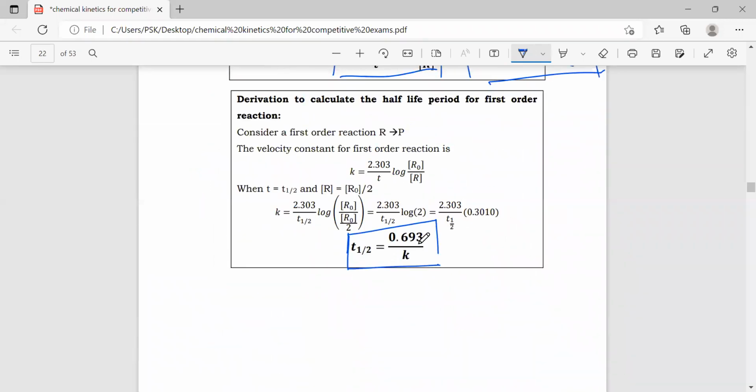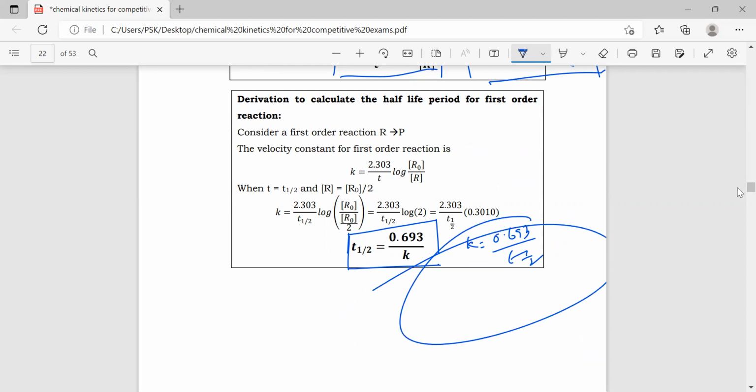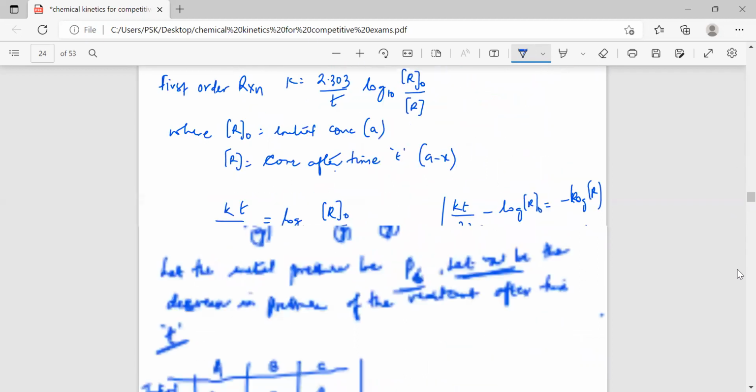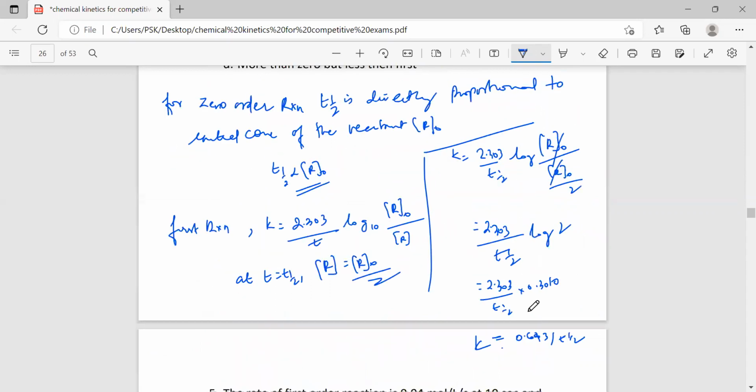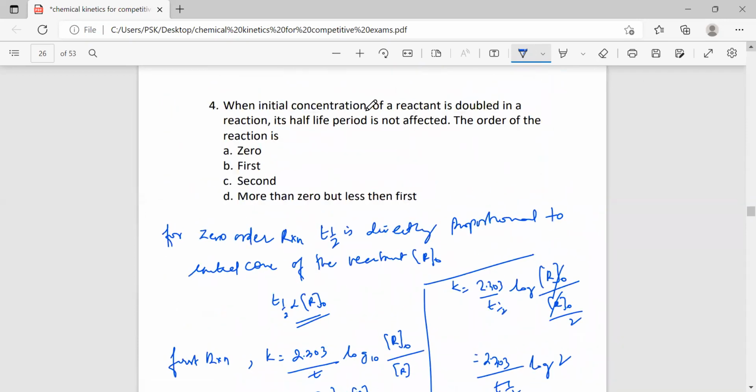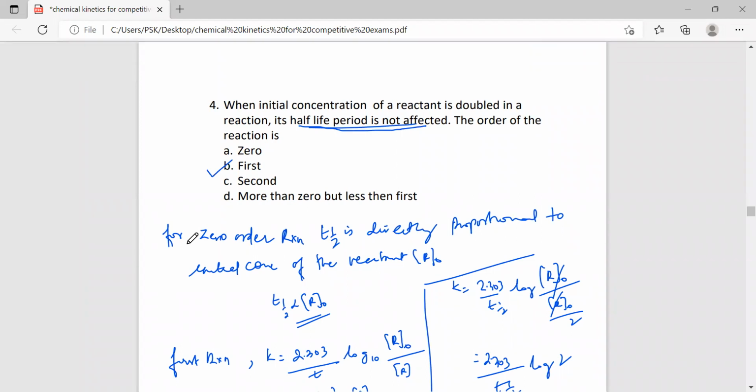See here, T half is equal to 0.693 by K, or we wrote it as K is equal to 0.693 by T half. In this equation, is there any concentration terms? No, sir. That means half-life period of a first order reaction is independent of what? Concentration. Half-life period of a first order reaction is independent of initial concentration. What's the question? When initial concentration of the reactant is doubled, the half-life is not affected. Therefore, the order of the reaction will be what? First order, sir. First order, because first order reaction half-life period is independent of the initial concentration.